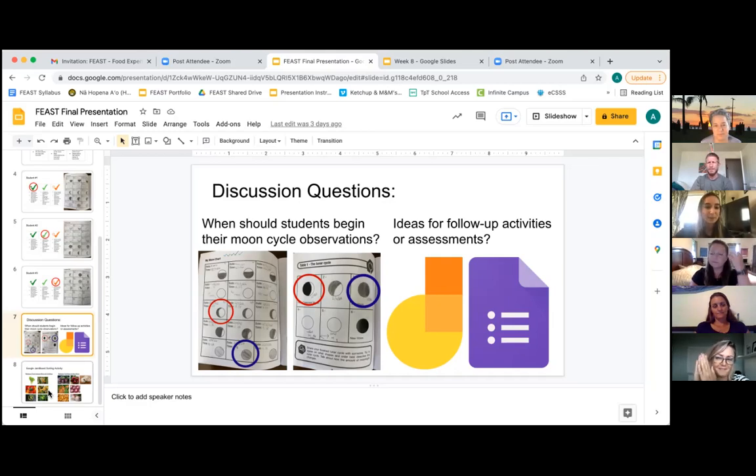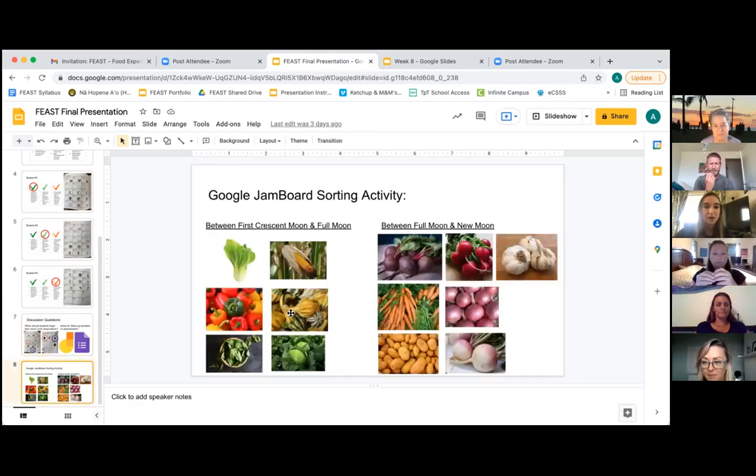And then I came up with one idea of my own. I thought they could do a Google Jamboard sorting activity, because next we're going to talk about when to plant root crops and above ground crops in relation to the moon phases. After we talk about that, they could do a Jamboard sort like we did with the composting activity, but with different types of food and when they should plant them. These are the foods they would plant between the crescent and the full moon, and these are the foods they would plant between the full moon and the new moon.